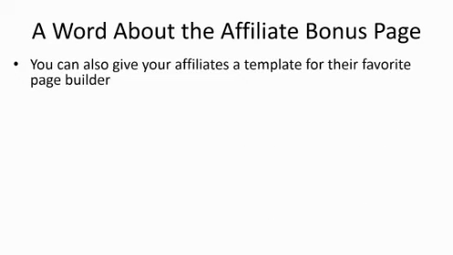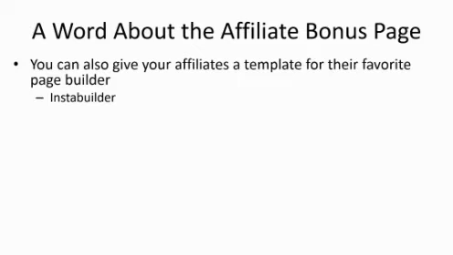You can also give your affiliates a template for their favorite page builder. Again, you're basically taking the bonus page concept, and what you're doing is you're putting it in these different templates and these different page builders. So, for example, what you could do is you could do an InstaBuilder template. Now, if you're going to do that, I would suggest that you actually have that outsourced. Again, you can find people. I would go to the Warriors for Hire section, and you can find people who can actually do this work.